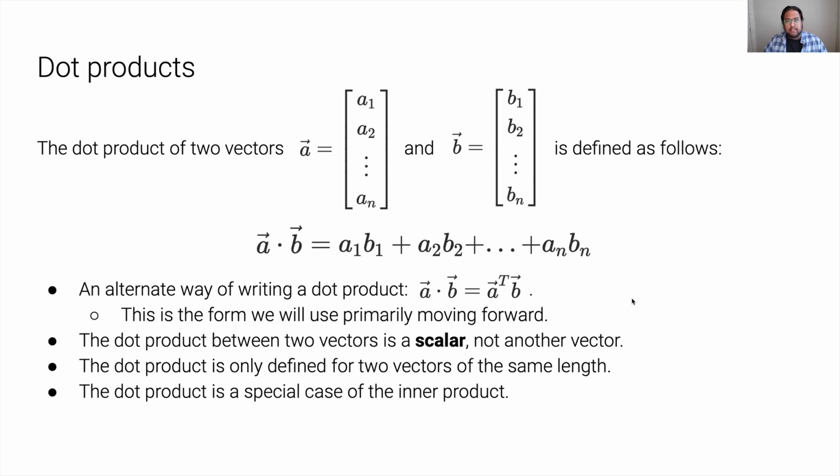The dot product is only defined if two vectors have the same length. So if A and B have different numbers of elements, then this process of taking element-wise products doesn't really make sense. Lastly, the dot product is a special case of something that you may have heard of called the inner product, which applies to things that are not just vectors, and there are a set of properties that inner products generally hold, but we don't really need those for our purposes. We will stick to thinking about things in terms of the dot product.